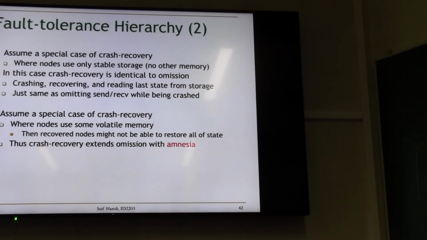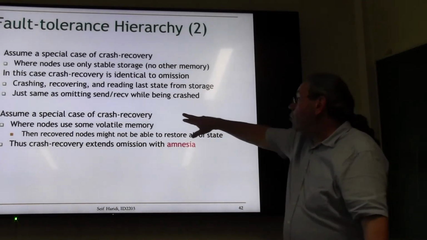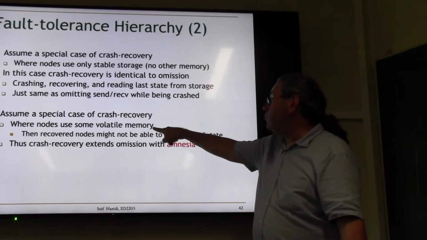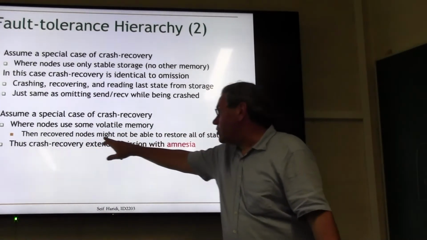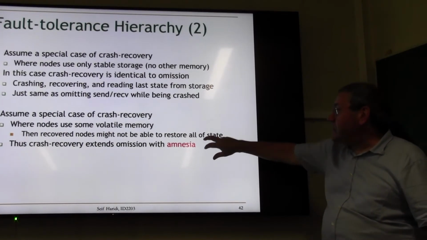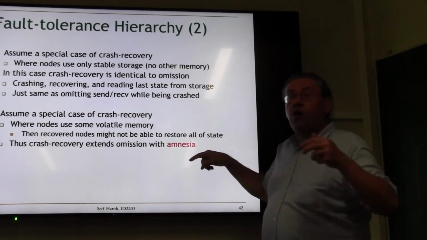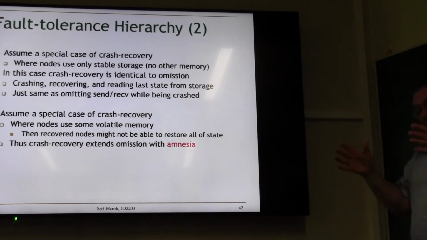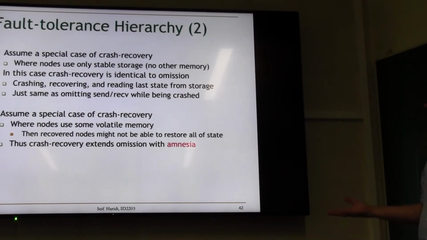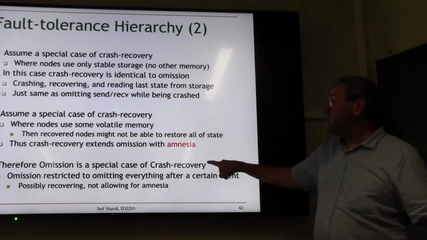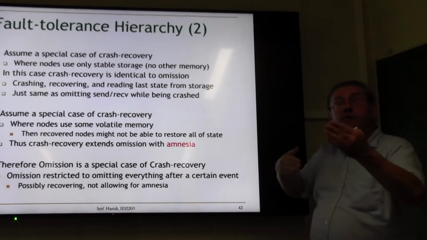Now, if you have a more general crash recovery, where you use not only stable storage but also volatile memory, so the memory that goes away on the crash, the RAM, then the recovered nodes, of course, will forget something. So we can see that crash recovery is the same as omission plus something you could call amnesia. Part of the state is forgotten. So it's like omission, but you also forget part of the state. Okay, so omission is actually a special case of crash recovery where you only have stable storage. You see how that works?